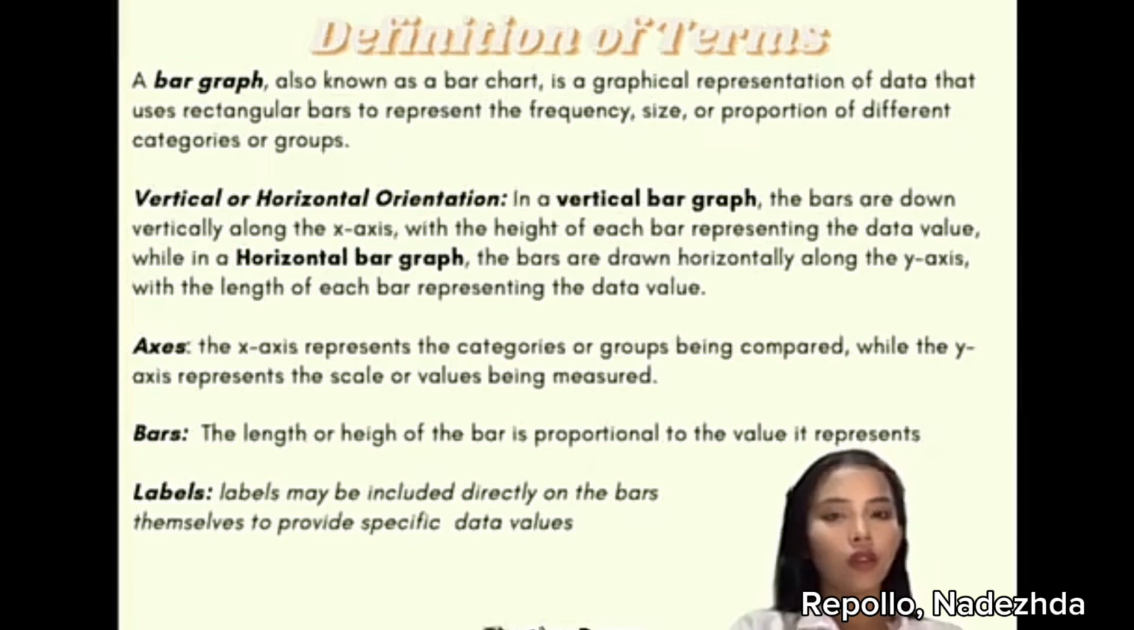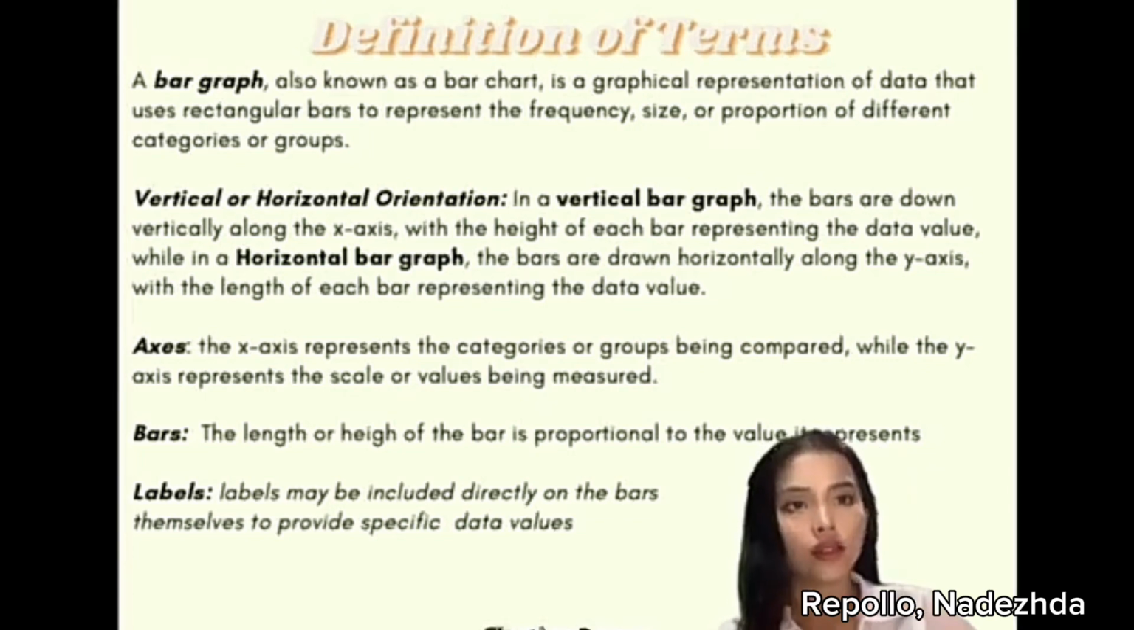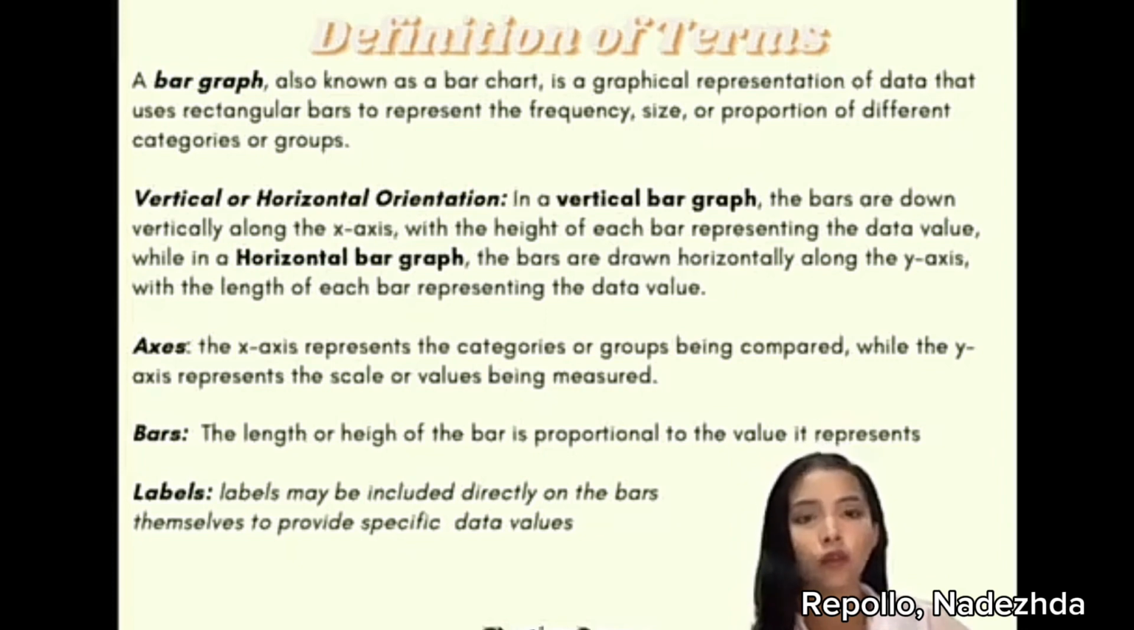Next is a vertical or horizontal orientation. In a vertical bar graph, bars are plotted along the x-axis, while in a horizontal bar graph, bars are plotted along the y-axis. Axes in a graph provide the framework for plotting data points, with the x-axis representing the independent variable and the y-axis representing the dependent variable.